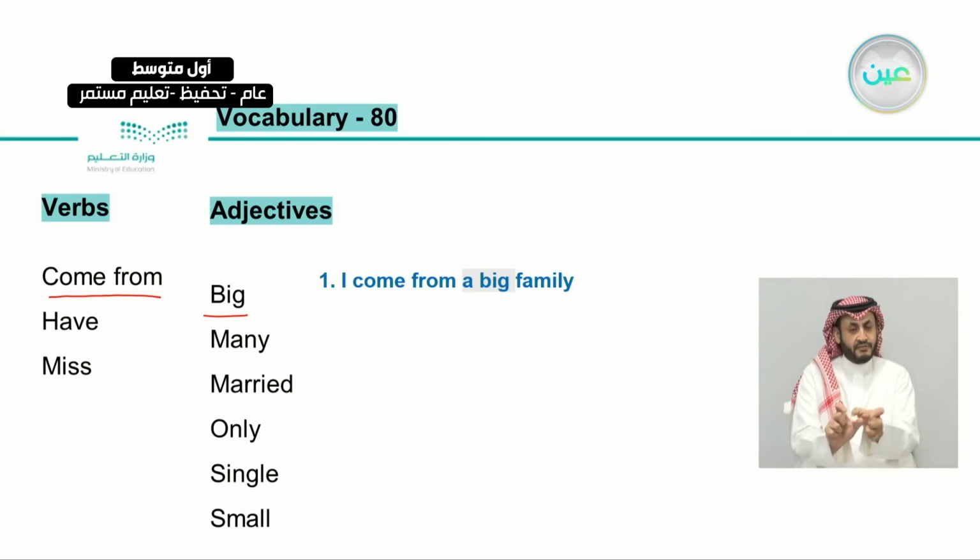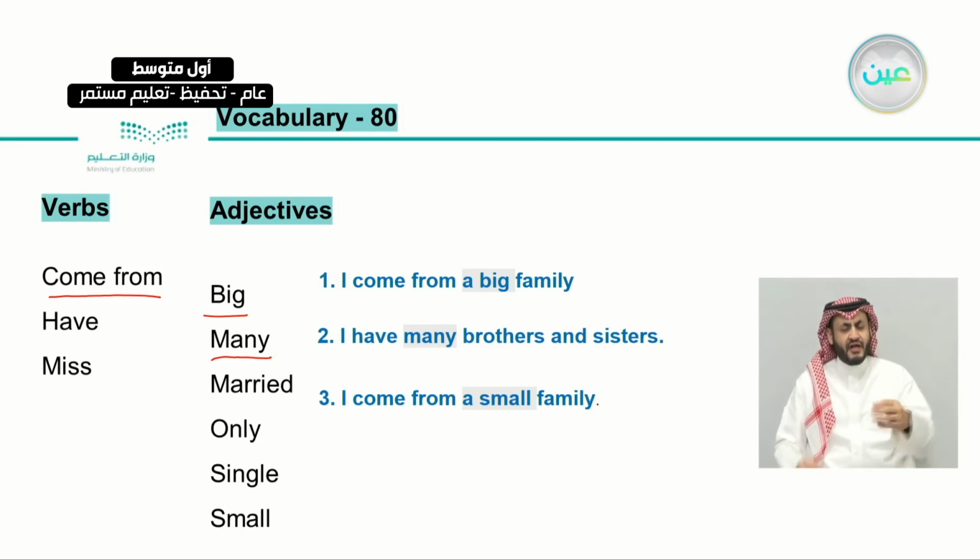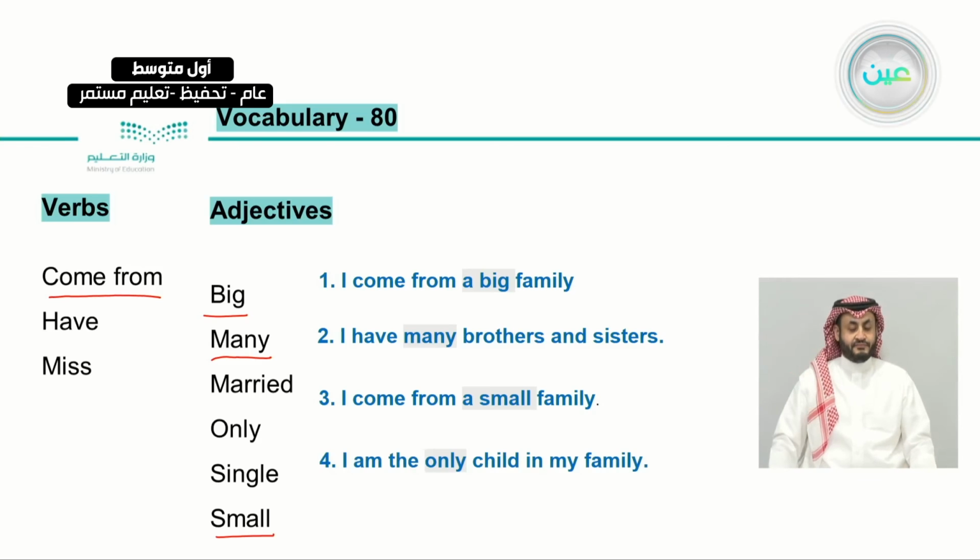Let's look at the next sentence. I have many brothers and sisters. We add more adjective right here. Number 3. I come from a small family. Number 4. I am the only child in my family.